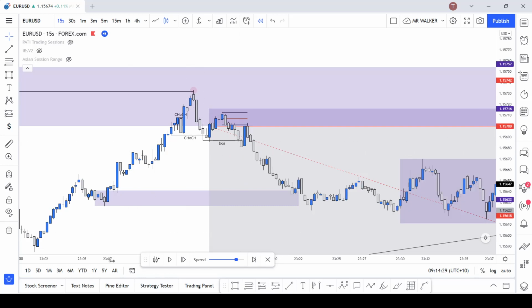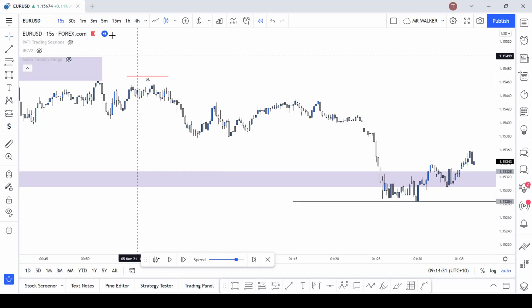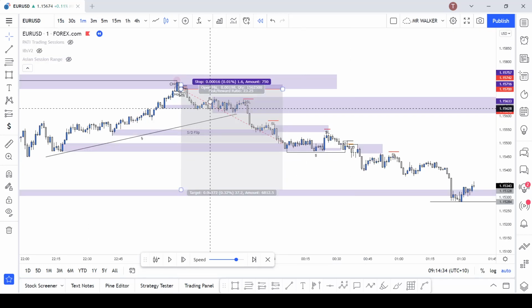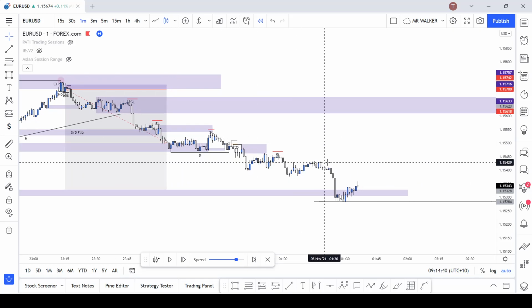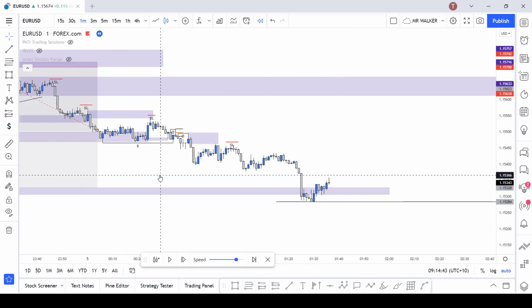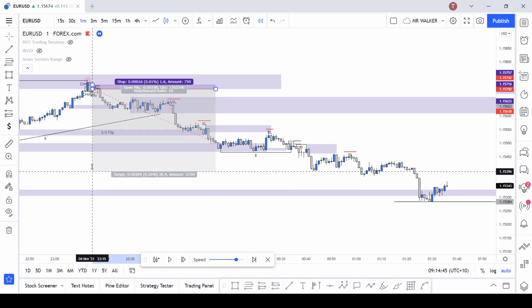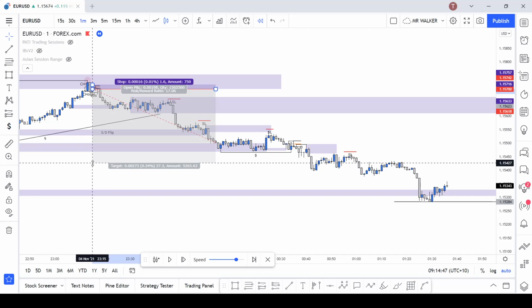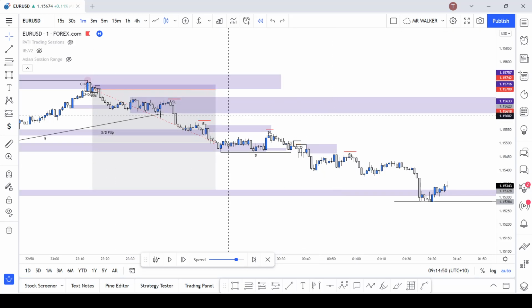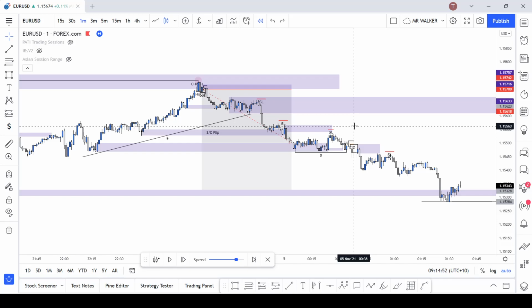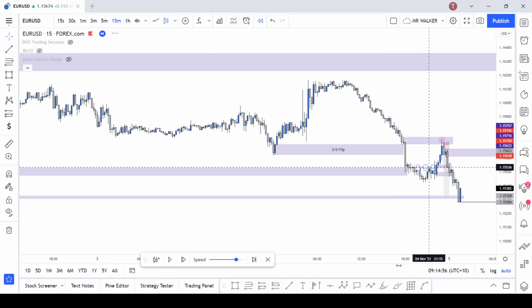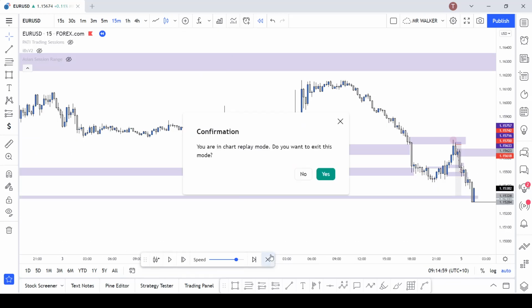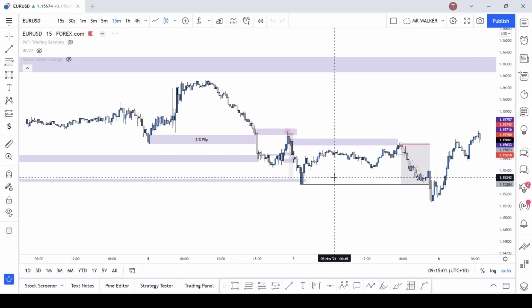So yeah, this was the short, which didn't play out for 23 RR, but it played out for I don't know how many is that, but I will check it. 17 RR. So yeah, this one is a great trade. Yeah, let's get out of the replay mode.